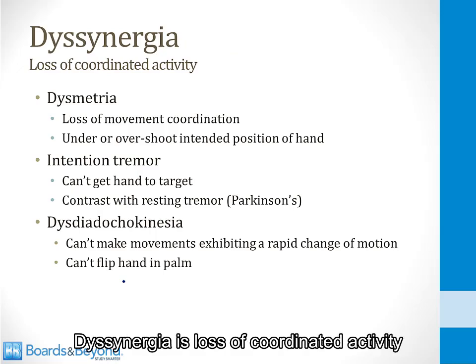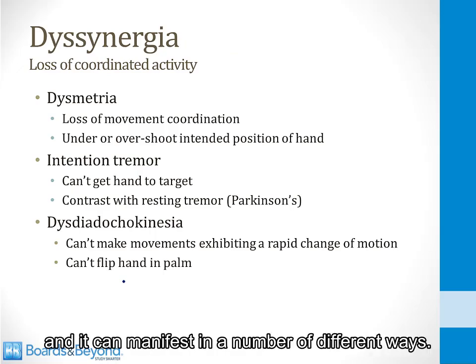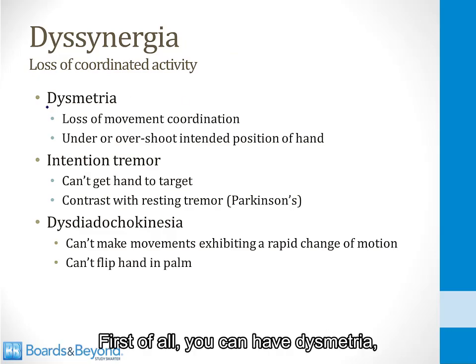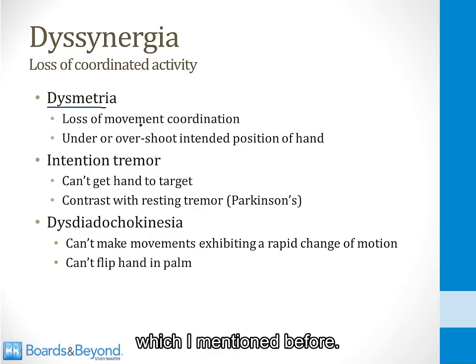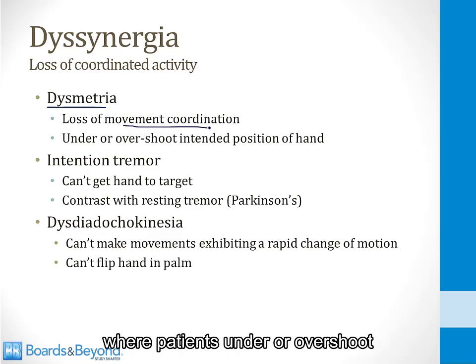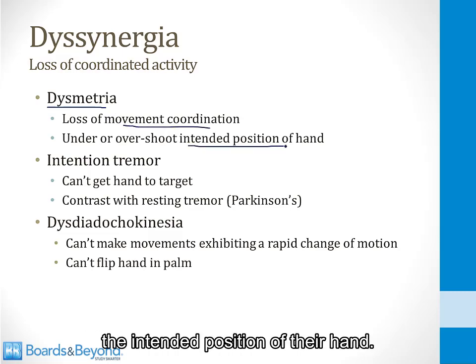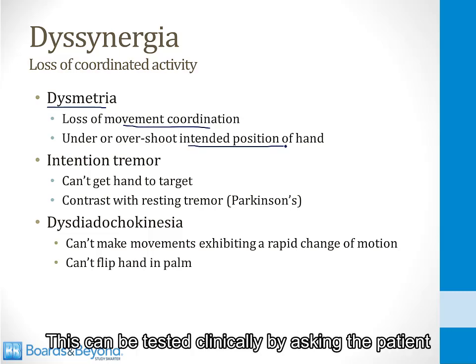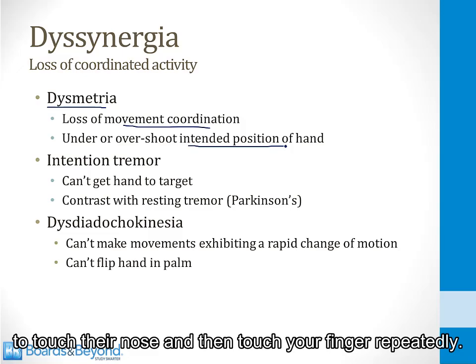Dyssynergia is loss of coordinated activity, and it can manifest in a number of different ways. First of all, you can have dysmetria, which I mentioned before. This is loss of movement coordination where patients under or overshoot the intended position of their hand. This can be tested clinically by asking the patient to touch their nose and then touch your finger repeatedly.